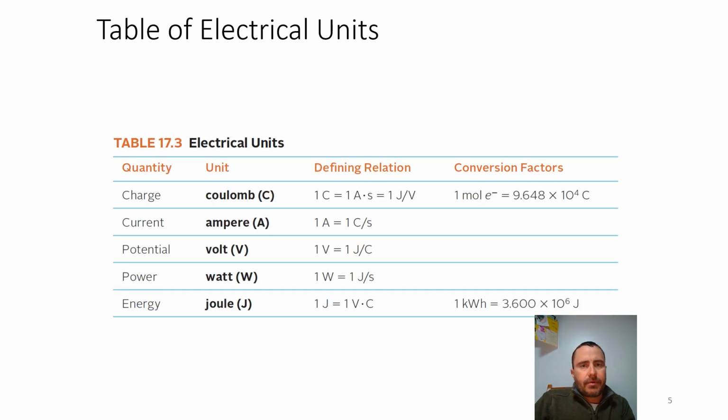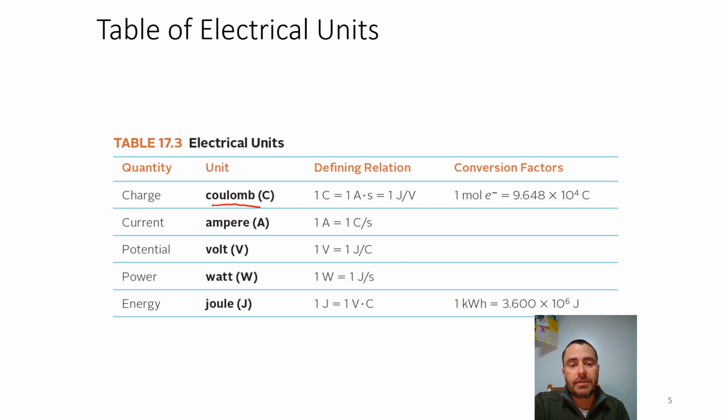Here we have a table of different electrical units. Right, so we can talk about these things where we've seen that the charge is given in units of coulombs. Notice that coulombs also have units of amperes times seconds, which is also joules per volts. Our current is in amperes, and an ampere is coulombs per second.